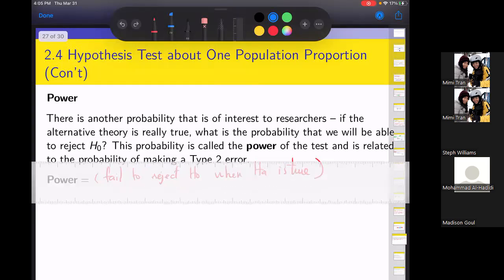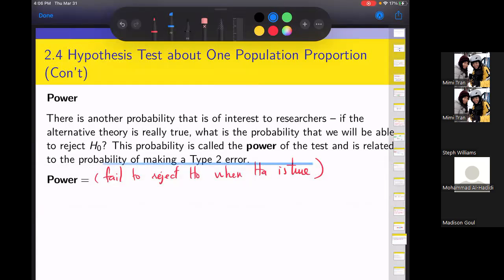Move up a little bit. The complement of that is what? Can someone tell me? So this right here, the red one is type 2 error.